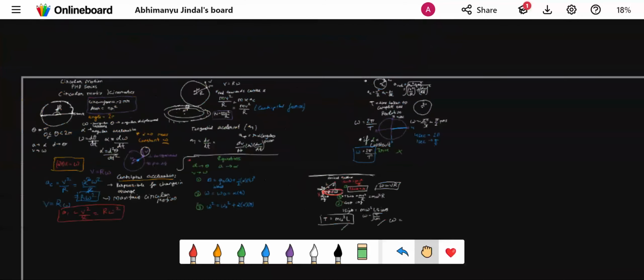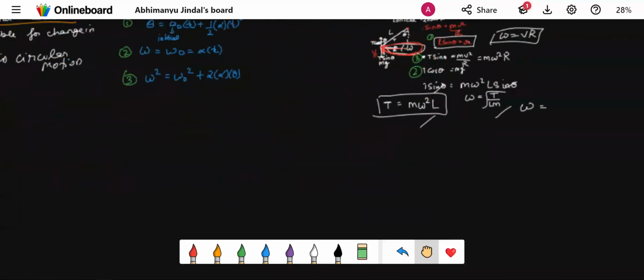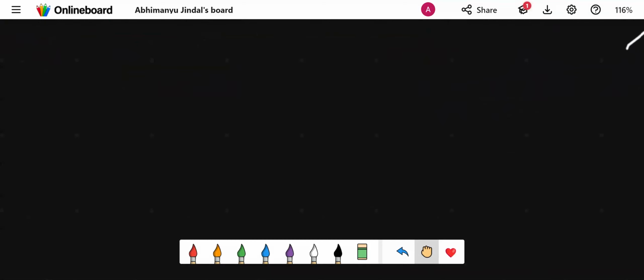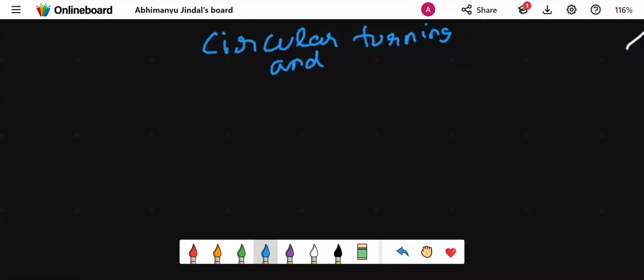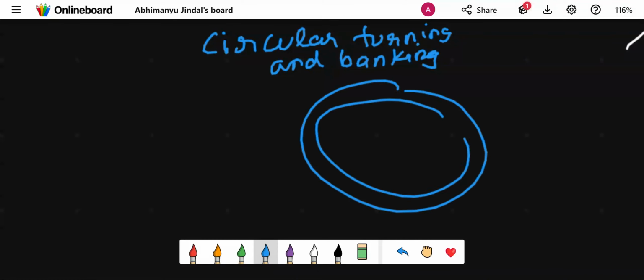Now let's move on to circular turning and banking. Let's say this is a horizontal road, and there's a car of mass m moving with velocity v. This is the radius, let's say, and there's friction as well. Now remember this, in circular turning or banking, friction is the one which provides the circular motion.